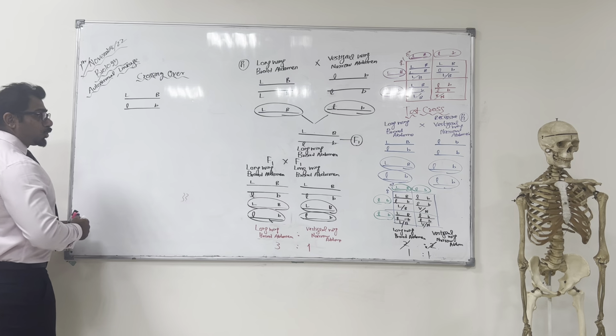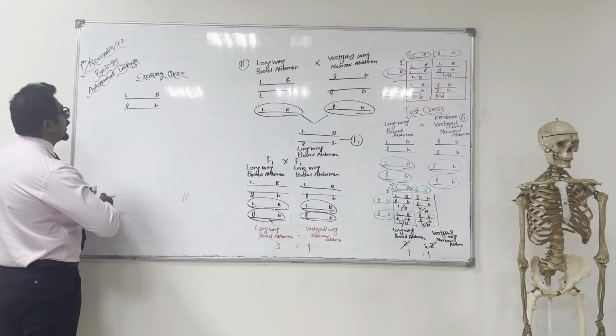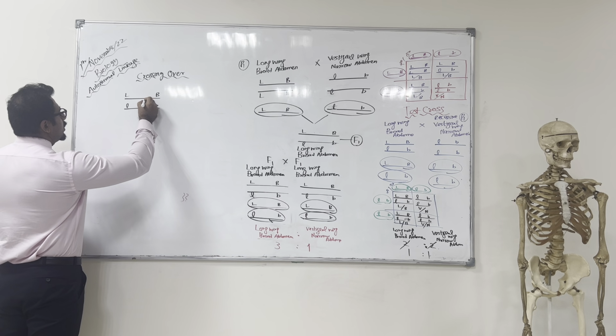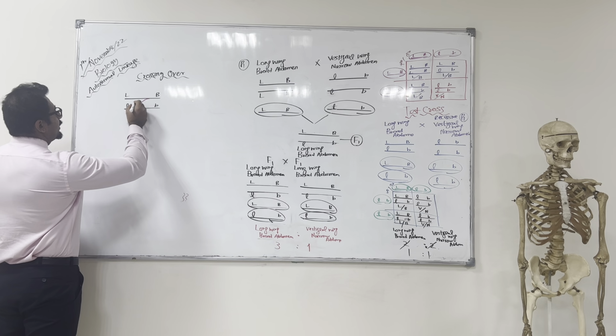Now, to show the crossing over, let's suppose crossing over happens like this. Does it always happen or sometimes? Remember, we have learned crossing over can happen at different places. Now, when crossing over was not taking place, they got this result. But if the crossing over was taking place, then the other result came.